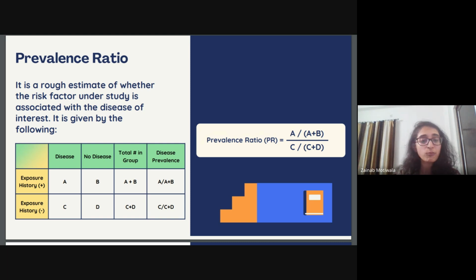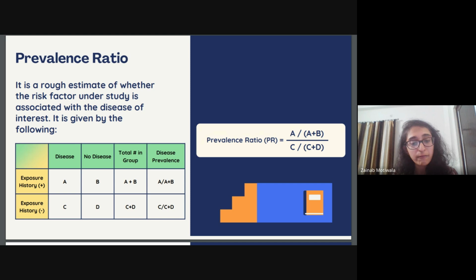Okay. Now first, let's try to break down the numerator. It is the prevalence of the disease in those who were exposed. So how would we do that? It would be A divided by A plus B. So it would be the number of people who had an exposure and developed the disease, that is A, upon the total population who had the exposure. So that would be A plus B.